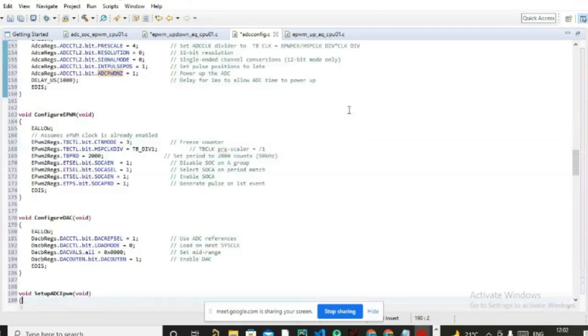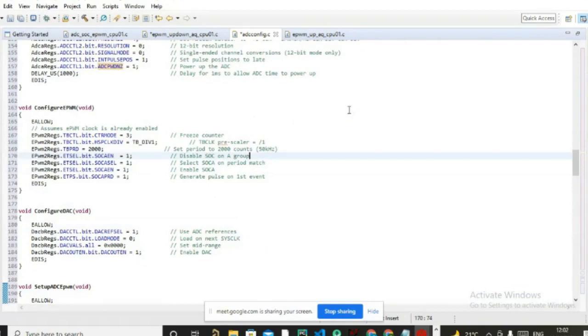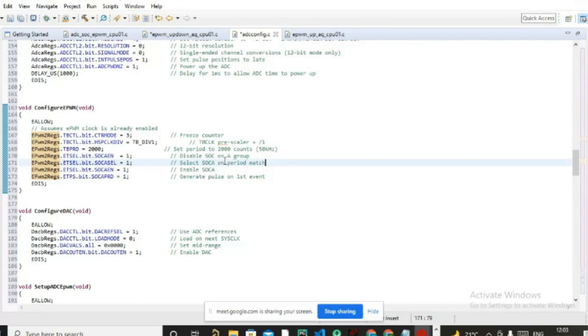Then you have an EPWM. In this EPWM, you are configuring your PWM to generate a particular pulse, and that pulse will be a start of conversion signal. And what is the start of conversion signal? It will decide the sampling frequency of your ADC. And what will the sampling frequency of ADC do? It will tell you at what rate your ISR, or interrupt service routine, will get served. So you are freezing the counter here.